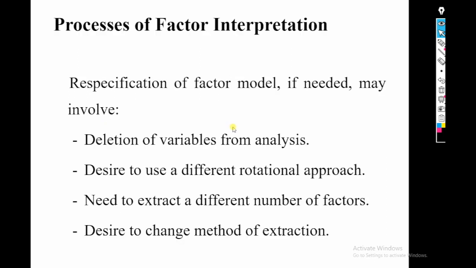If my sample size is high, then a low value of factor loading is desirable. Now the process of factor interpretation: re-specification of the factor model if needed. Sometimes we take many variables in our study, but some variables are not related to our study, so we delete them and re-specify our model. So deletion of variables from the analysis: we should delete the irrelevant variables.